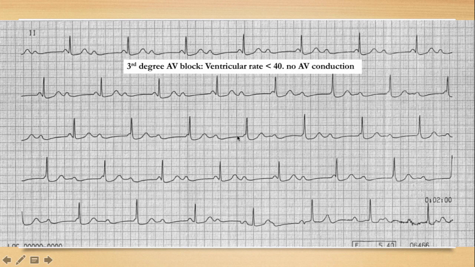So no P wave is conducted. You can see P waves are happening on their own, and the QRS complexes are happening on their own. For this to occur, we have to see a rate of less than 40 beats per minute for the ventricles. So if it's more than 40 beats, then we cannot call it third degree AV block. So you can see here 300, 200, 150, 75, 50. So it's definitely less than 40 beats per minute.